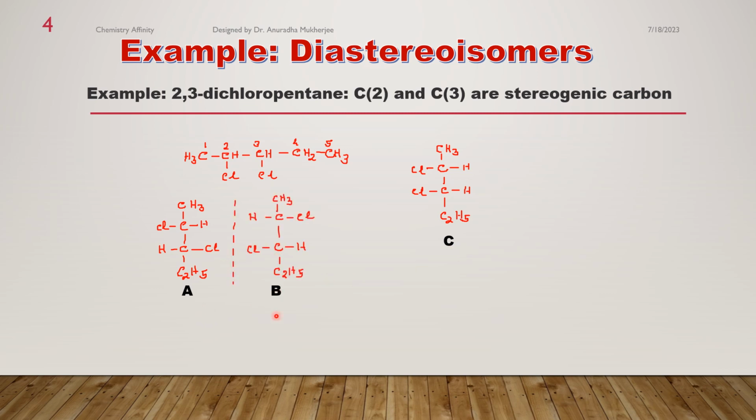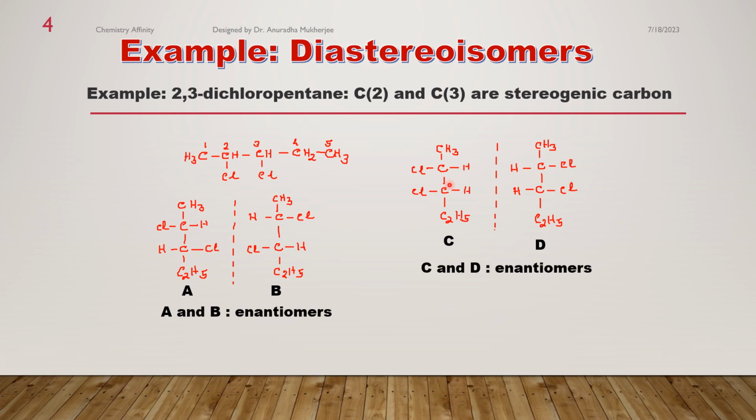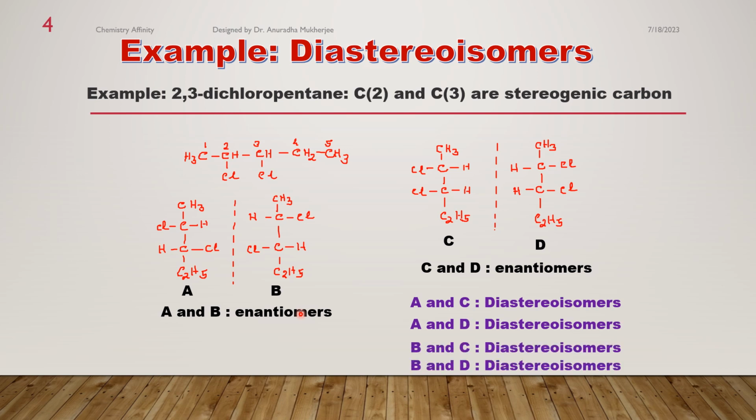Now B is the mirror image of A. So these are non-superimposable mirror images. Similarly, D is the mirror image of C. These are also non-superimposable mirror images. So that means A and B are enantiomers, C and D are enantiomers. So we can say that A and C, and A and D, are diastereomers. Similarly, B and C, and B and D, are diastereomers.